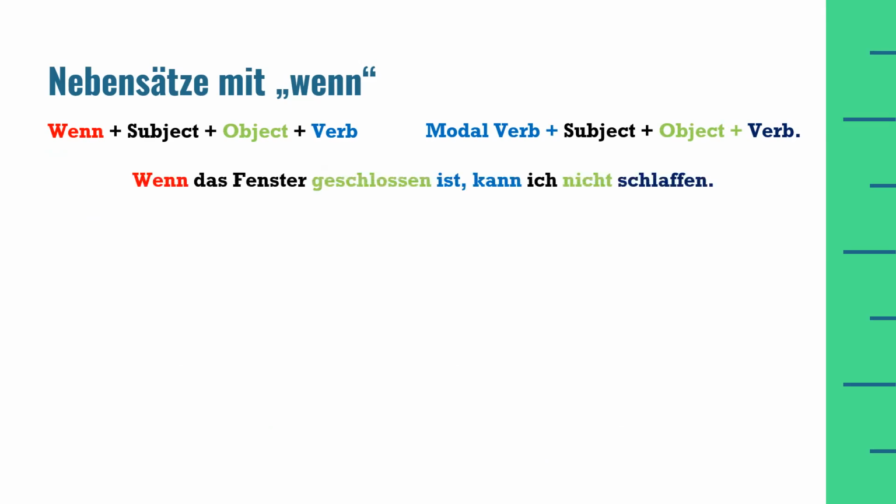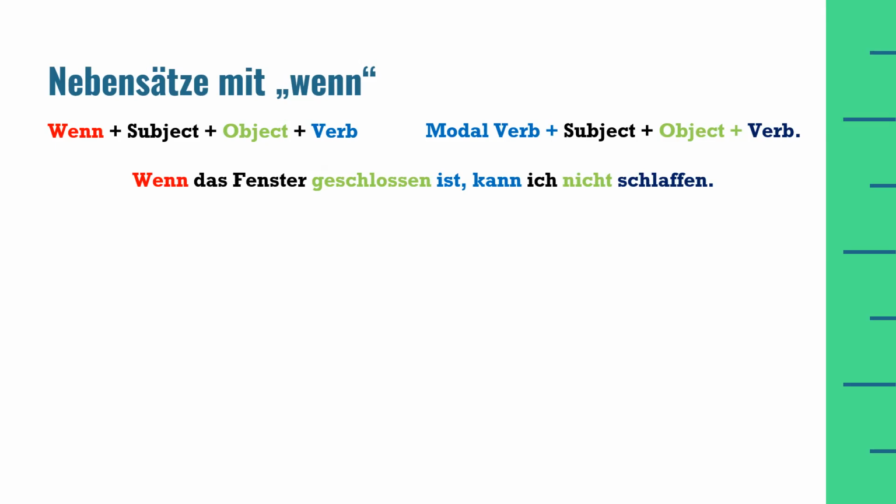In this case, we have to put the modal verb at the first position and conjugate it according to the subject of the Hauptsatz, and the main verb will come at the last position of the sentence, and this verb will be in the infinitive form, because we know that whenever we use a modal verb, the main verb remains in infinitive form. So let's apply this rule to the example sentence.